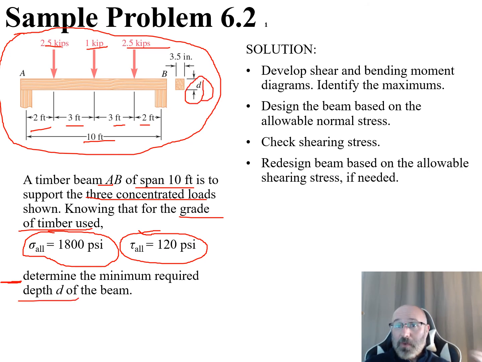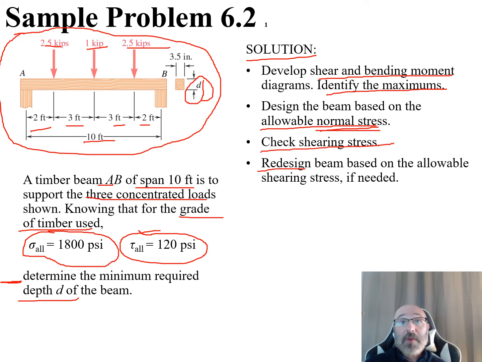So now we can go through a little bit more organized plan of attack. We see our solution right here. First thing we're going to do is develop the shear and bending moment diagrams from our free body diagram, and identify the maximums. From there, we design the beam based on the allowable normal stress. We're going to use the normal stress first to solve for that depth, and we'll check that against our shearing stress.